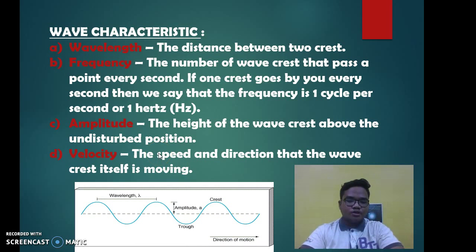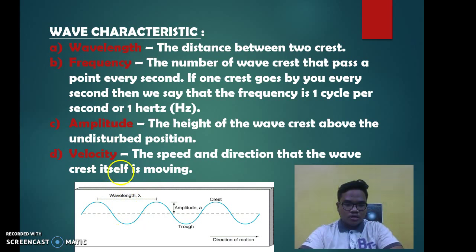C. Amplitude. Amplitude is the height of wave crest above the undisturbed position. So between crest and the undisturbed position we call amplitude.